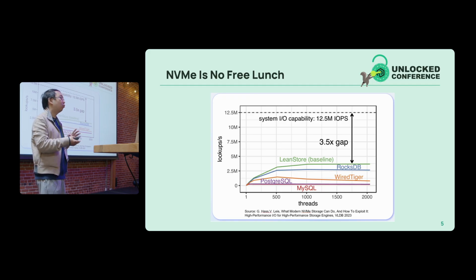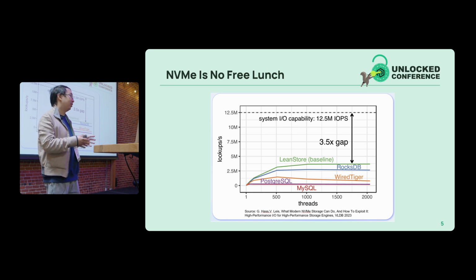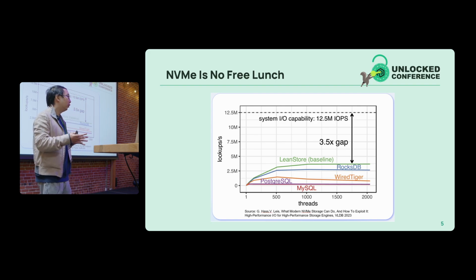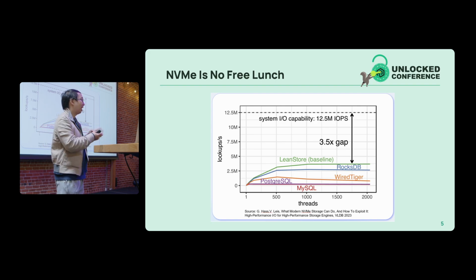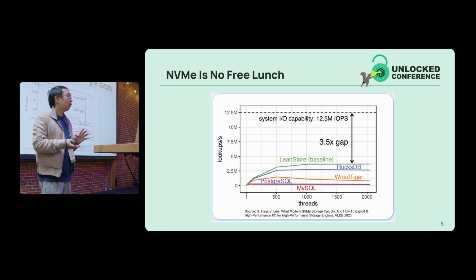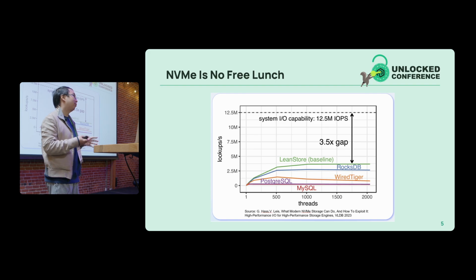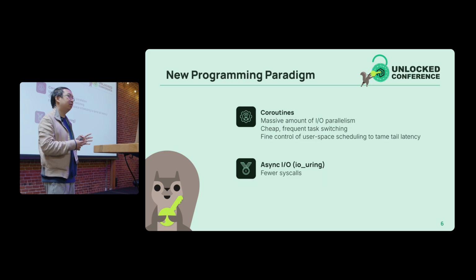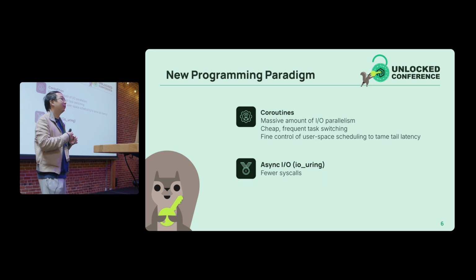Even though NVMe has great numbers, it's not a free lunch. Here I reference one academic research showing that if we deploy existing storage engines or storage systems on top of NVMe, we cannot get peak performance. And the gap is quite large. The main explanation is that conventional engineering practices, such as multi-threading and synchronous I/O, are not sufficient. So we need new tools to unlock the potential of NVMe, and they are coroutines and asynchronous I/O.